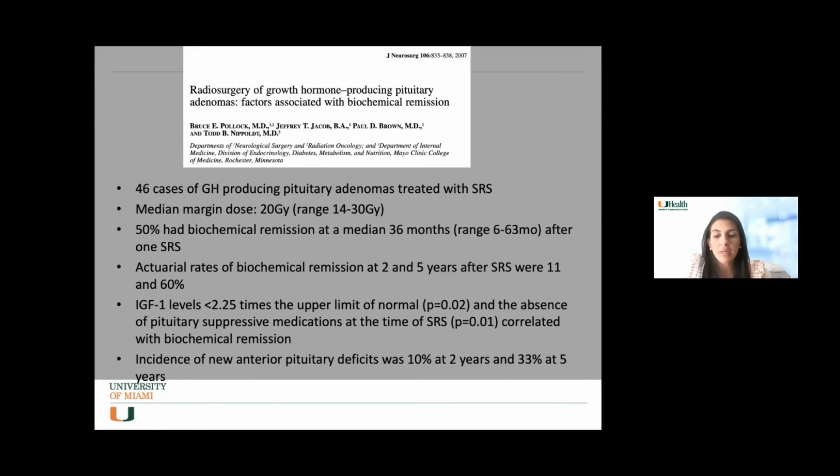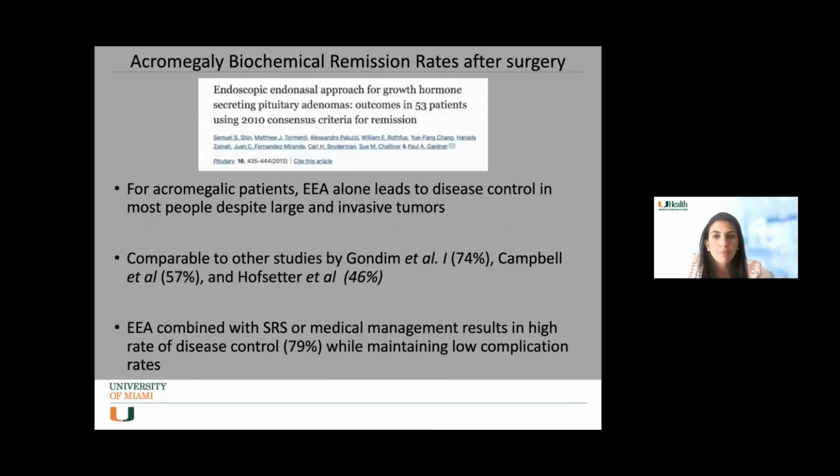And then again, the incidence of a new anterior pituitary deficit in this study was 10% at 2 years and 33% at 5 years. So you can see that's where you get that range of anywhere between 10 up to 40% that I've seen in certain papers.